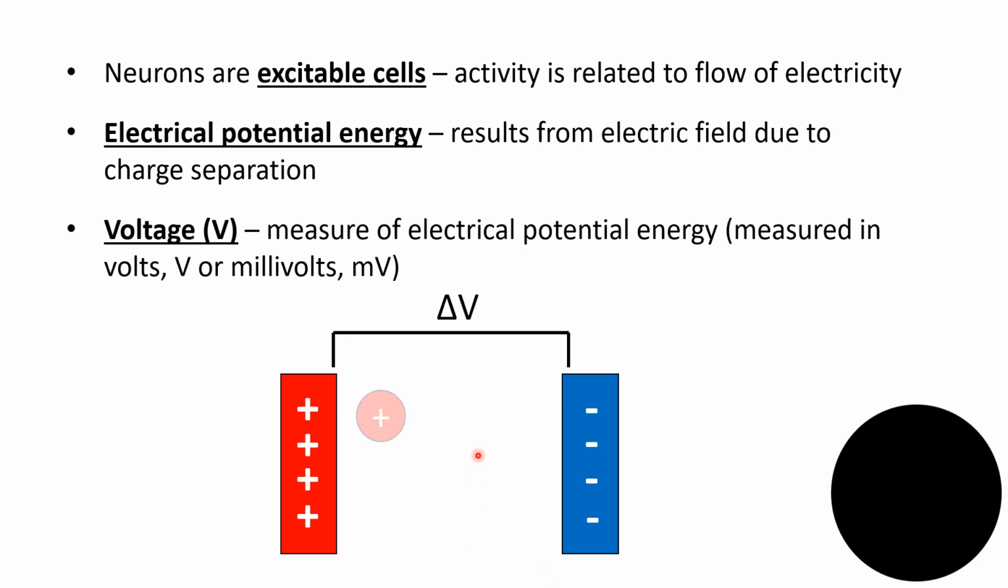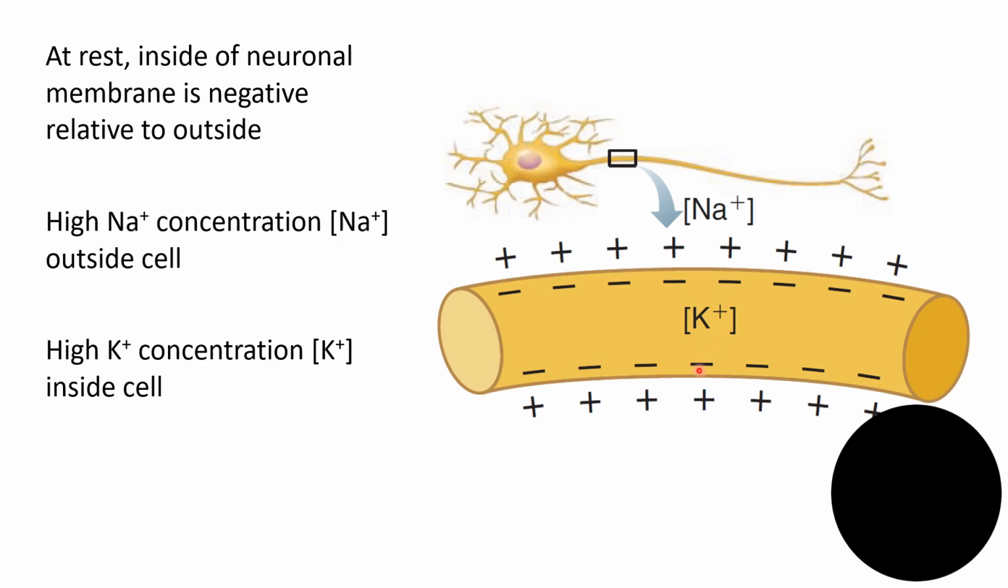If I were to take a positively charged particle and put it in this electric field, the positive charge is going to be repelled by the other positive and attracted to the negative, so it's going to move towards the negative charge. Now this is going to be important because at rest, the inside of a neuronal membrane is negative compared to the outside. So an electrical potential forms. There's electrical potential energy between the inside and the outside of a neuronal cell membrane, where the inside is negative and the outside is positive.